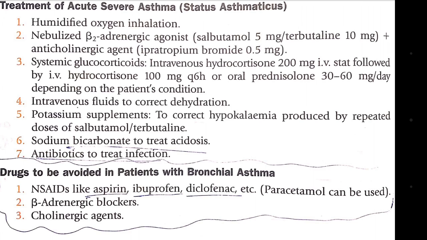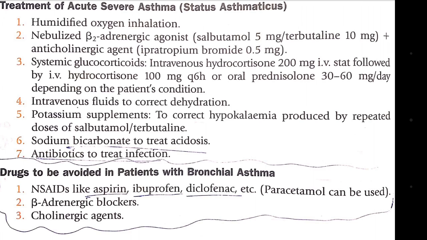So this is how you do it. First you give oxygen, then you make sure there is bronchodilation, after which you give glucocorticoid. Depending on the patient's condition, you decide the dose. Next you give IV fluids in order to prevent dehydration. Hypokalemia may happen due to the administration of salbutamol and terbutaline, so you give potassium supplements. Then in order to prevent acidity, you give bicarbonates. You give antibiotics in order to treat the infection.